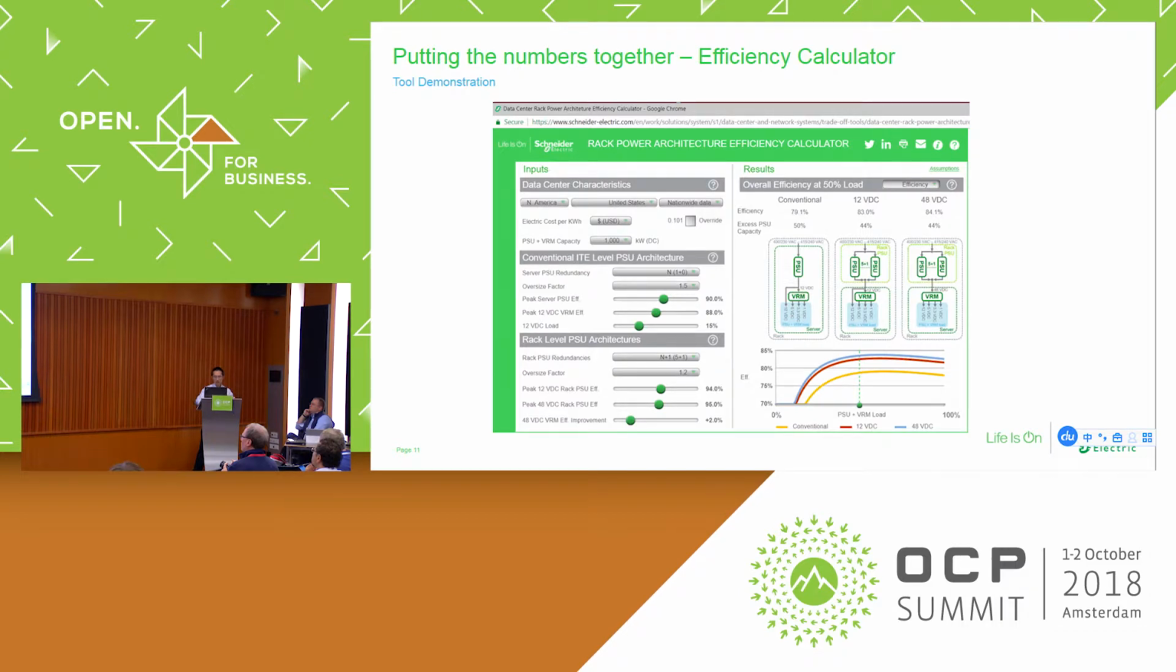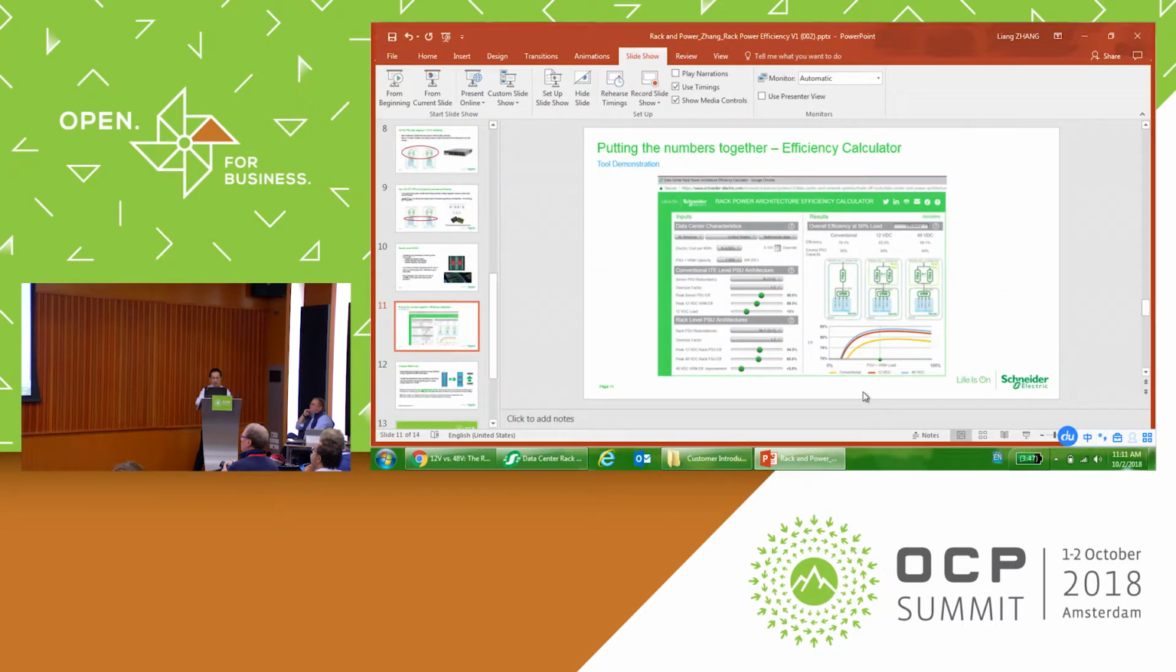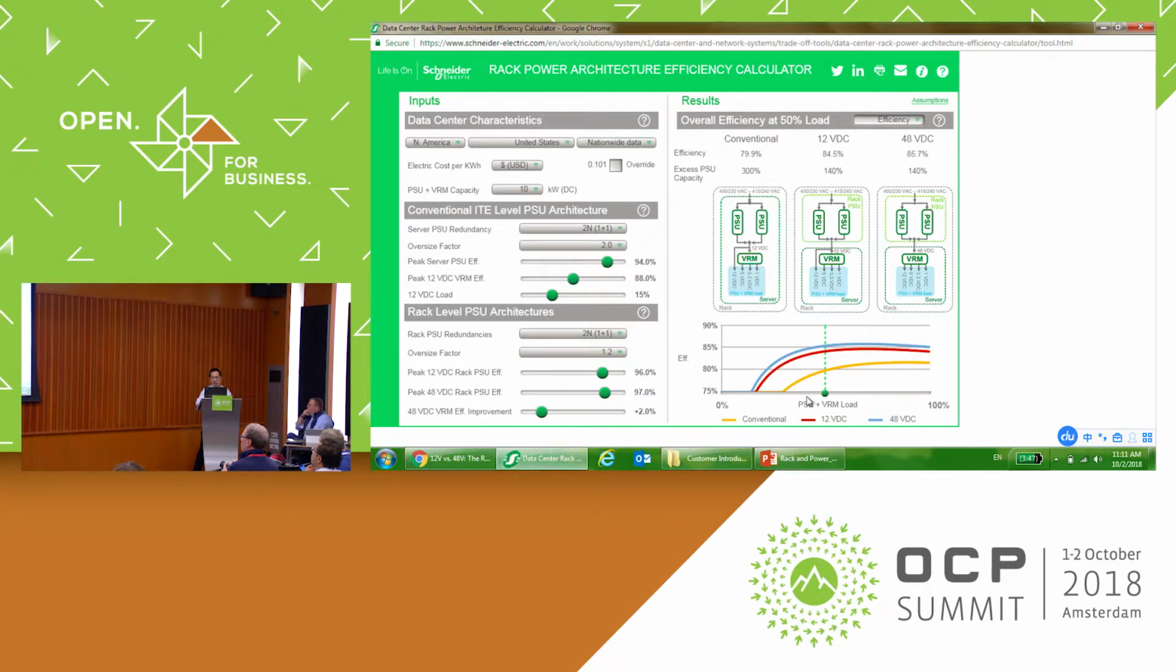So I put all the numbers together. We published this on the website. If you Google it, searching for rack power architecture efficiency calculator, you can link into the Schneider website. It's a tool we already published, by our scientists. Here you can put in all the different numbers I just described.